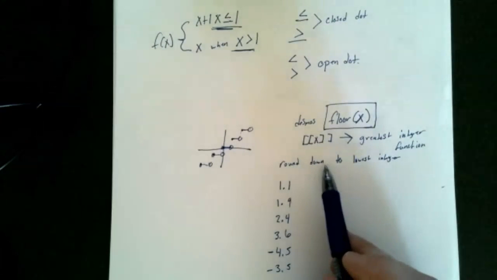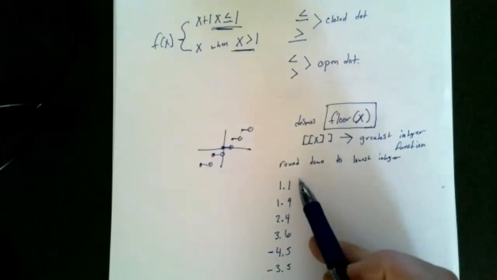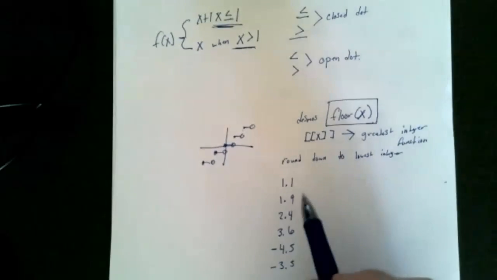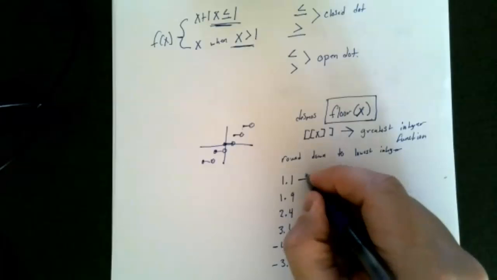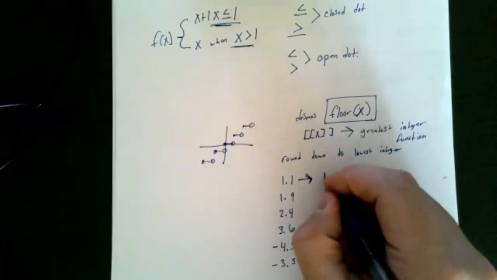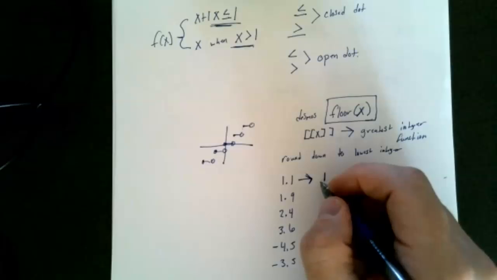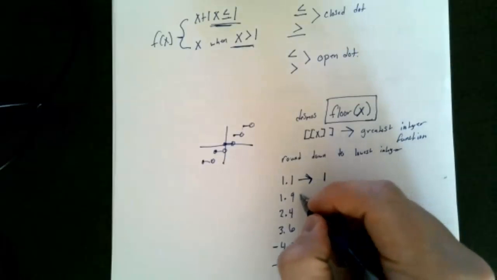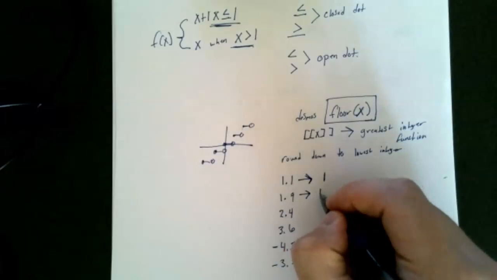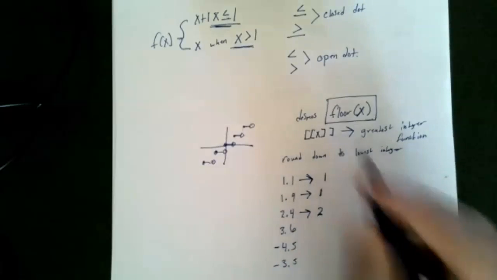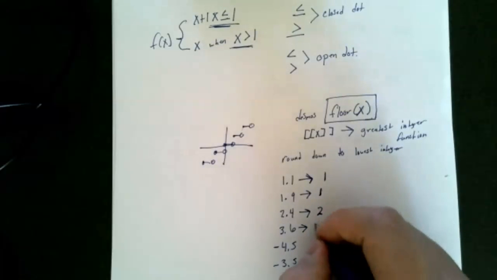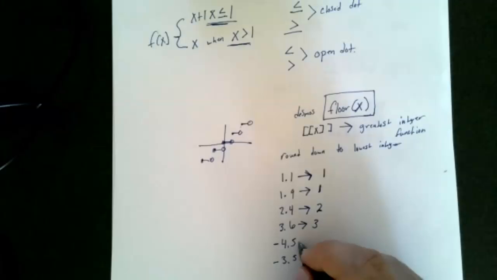Like I said, we want to round down to the closest integer with it. Okay, so integers are whole numbers. Okay, there's no decimals. And the key is we're going to round down. So 1.1 gets rounded down to 1. Okay, that's fine. 1.9 gets rounded down to 1. Okay, 2.4 gets rounded down to 2. 3.6 is rounded down to 3. Negative 4.5 gets rounded down to a negative 5.